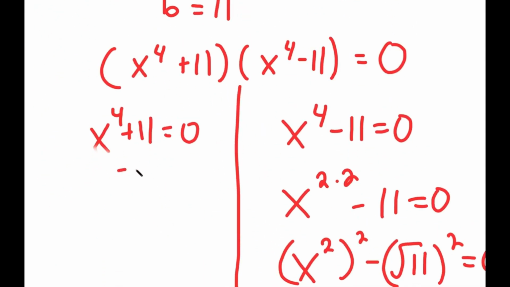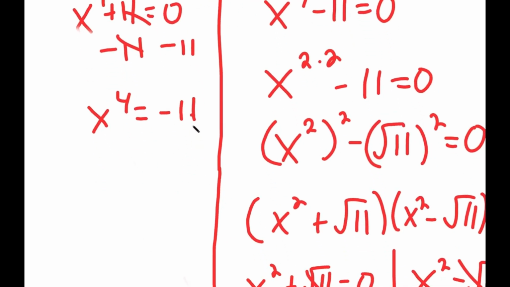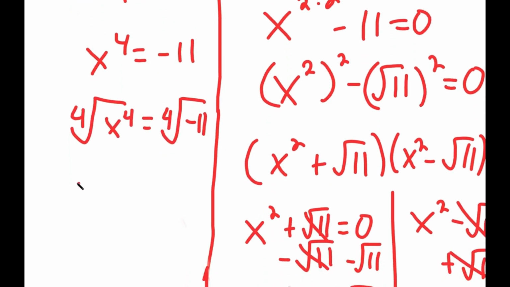Now going back here, I have x to the power 4 plus 11 equals 0, so I can subtract 11 on both sides, and I get x to the power 4 equals negative 11. Now I can take the fourth root on both sides, so I get x is equal to the fourth root of negative 11. And this is positive or negative.